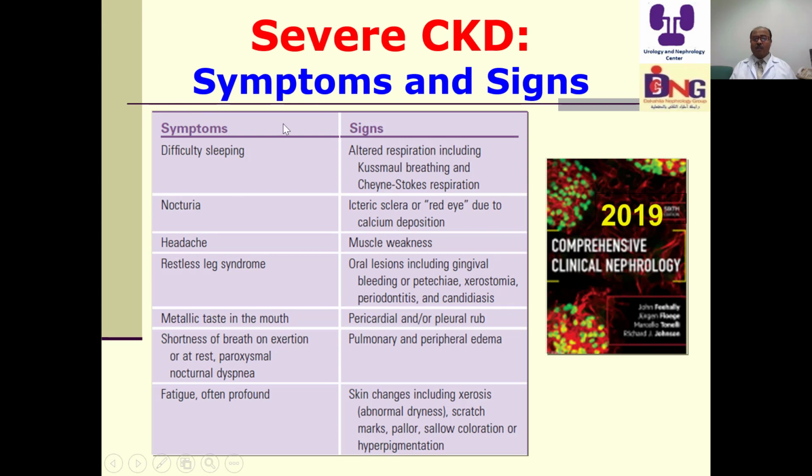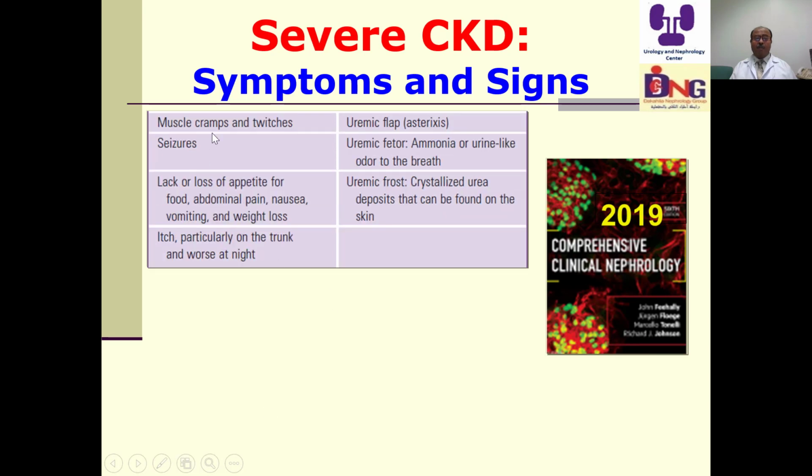We have symptoms and signs. For symptoms, you may find difficulty sleeping, nocturia, headache, restless leg syndrome, metallic taste, shortness of breath on exertion or at rest, paroxysmal nocturnal dyspnea, fatigue, muscle cramps, seizures, lack or loss of appetite, abdominal pain, nausea, vomiting, weight loss, itching, pruritus on the trunk, and worse at night.